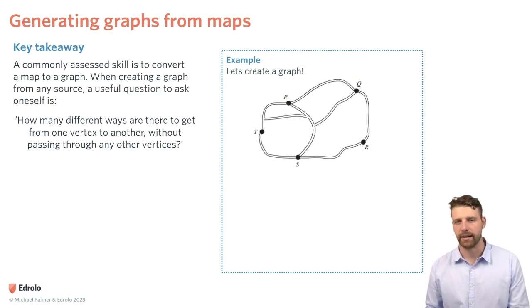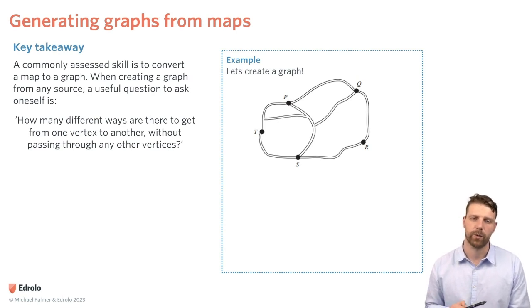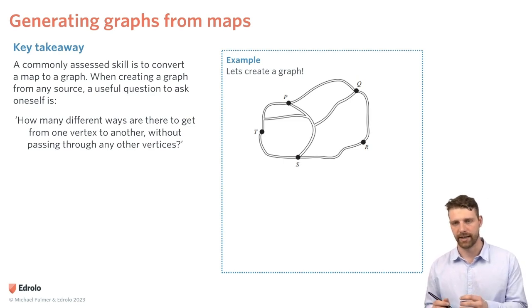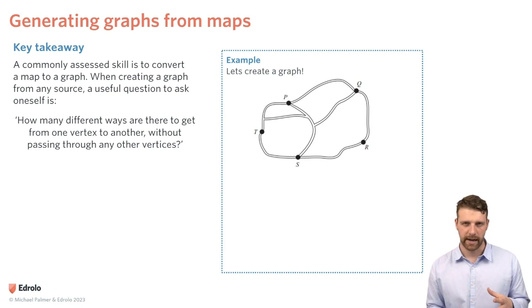When creating a graph from any source, a useful question to ask oneself is, how many different ways are there to get from one vertex to another without passing through any other vertices? You sort of want to ask yourself the question, how many ways to get from P to Q, and then from P to R, and then from P to S, and then P to T, and then go to a new vertex and ask all those questions again. If you do that and you're methodical, then you will get it right.